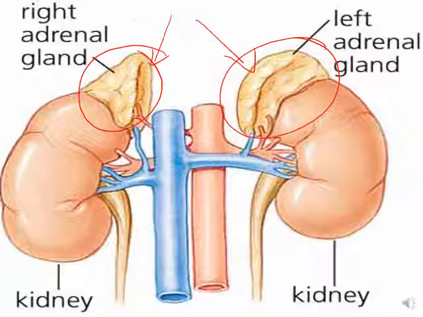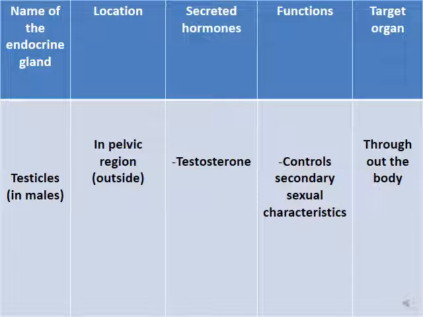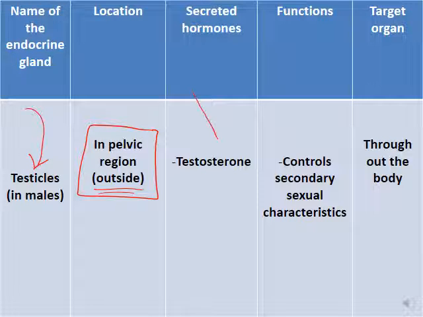Now let's move to the type of gland that is found specifically in males. This gland is called the testicles. The testicles are located in the pelvic region. They are not located inside the body. They are found in the pelvic region, but outside the abdominal cavity. The hormone that is secreted by the testicles is called testosterone.